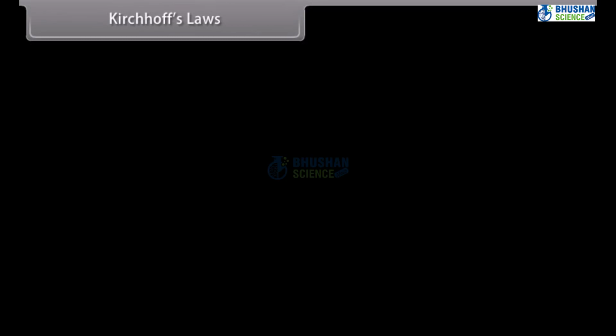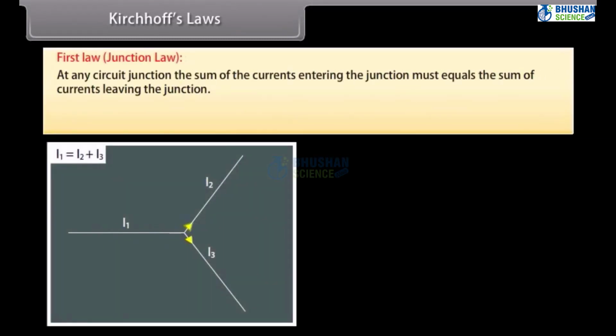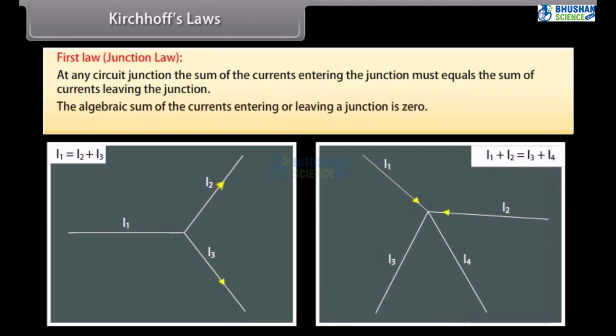Kirchhoff's laws. First law states that at any circuit junction, the sum of the currents entering the junction must equal the sum of currents leaving the junction. The algebraic sum of the currents entering or leaving a junction is 0. Summation of I is equal to 0.